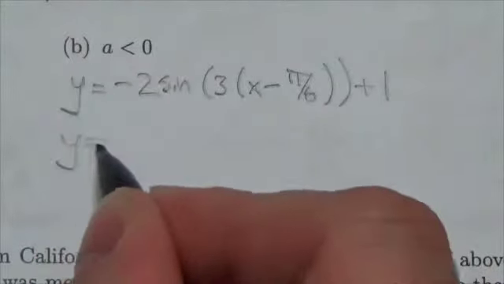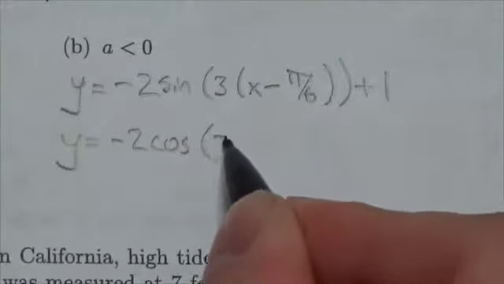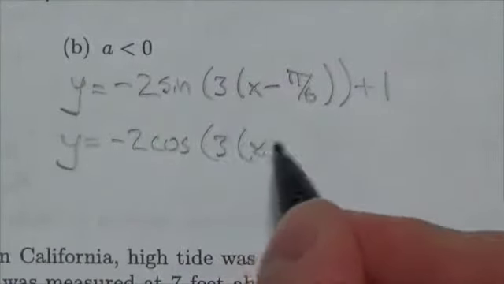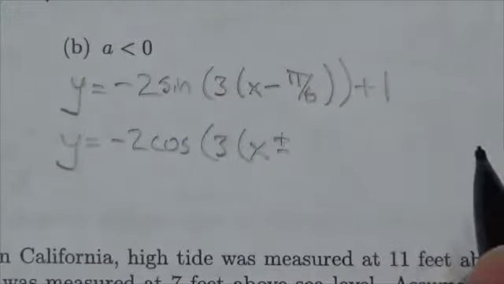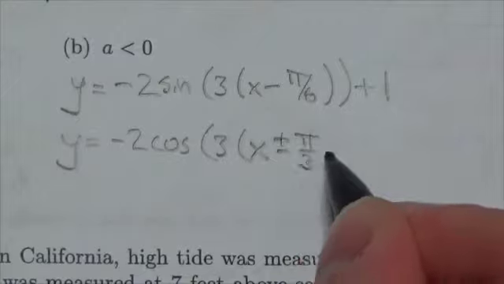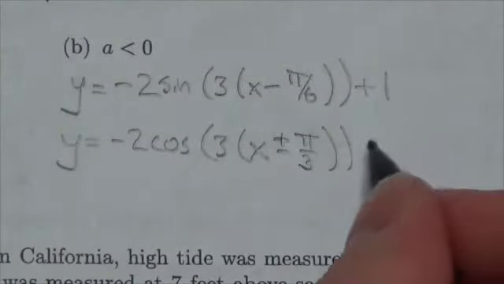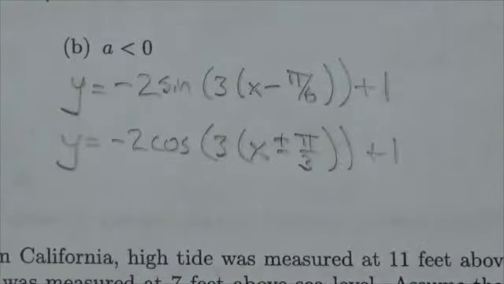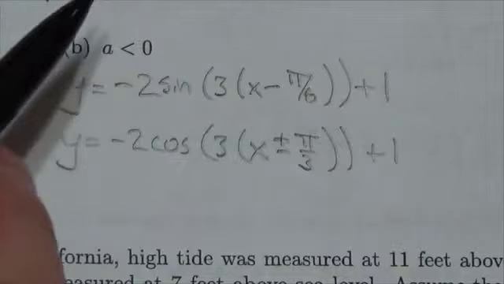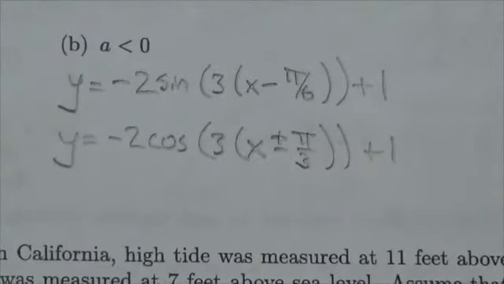I don't know which one it went to, so I'm going to do this, -2 cosine of 3. In this case, it could be plus or minus, and either one of those would be acceptable, pi over 3 units, because it was 2 pi over 6s, there's where my pi over 3 is, plus 1. And there's the two functions that have a negative value up front, a negative leading coefficient. Those are the ones we're looking for.